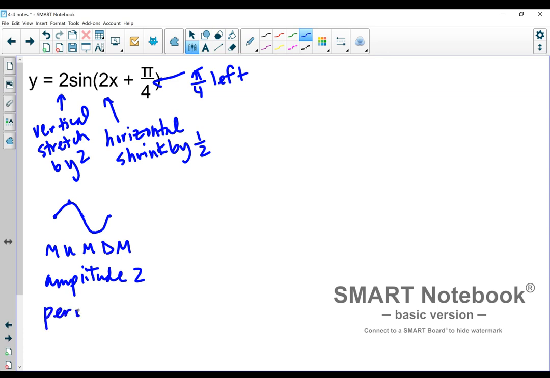Period is 2 pi divided by pi, because we're doing that horizontal shrink. So now it's just pi. And our phase shift is going to be negative pi over 4 units.